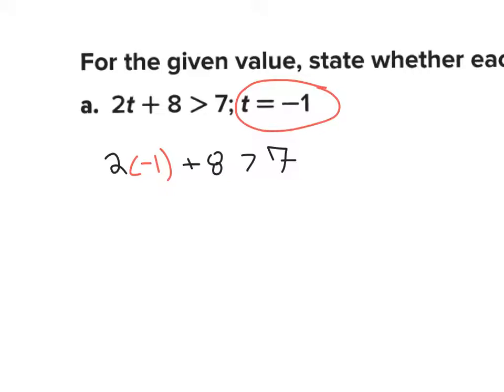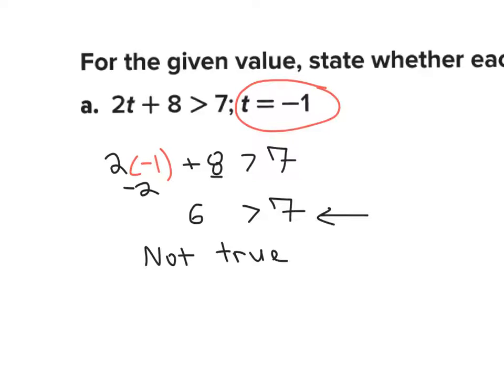So I know that 2 times -1 is -2. -2 plus 8, I'm adding numbers with different signs, so I'll subtract 8 minus 2, which is 6. My bigger number is positive, so my answer would be positive 6 when I add -2 plus 8. So I end up with 6 is greater than 7. This is not true. When my solution is -1, 6 is greater than 7. That's what I get, and that is not true. 6 is not greater than 7.